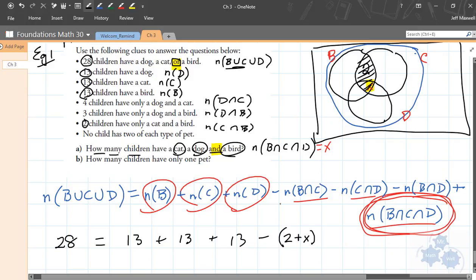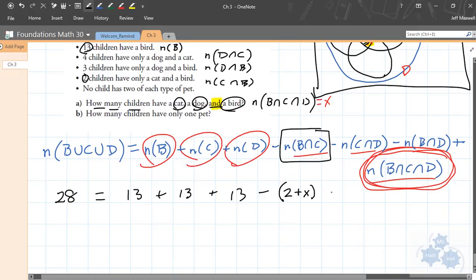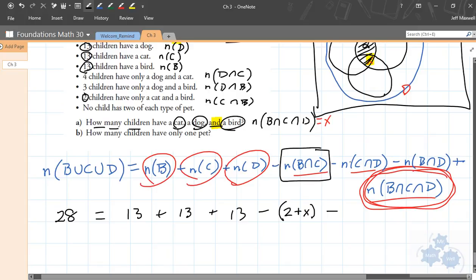So that's where it gets a little bit tricky here with these X, Y. And you're going to have questions that are just like this. So you're going to do this process exactly. So we got to minus the 2 plus the unknown part. Okay, so the number of cats and dogs is, where's that? Cats and dogs right here. There's 4 kids that have cats and dogs, and there's 4 that have only cat and dog. So this whole section is going to be 4 plus X.